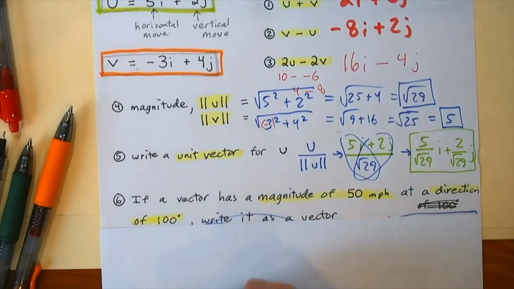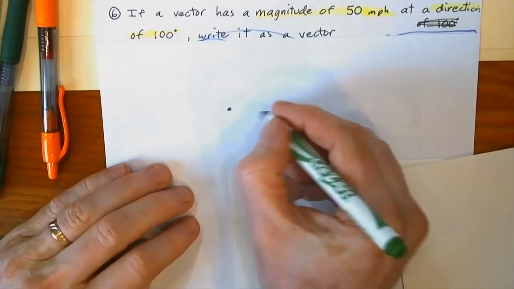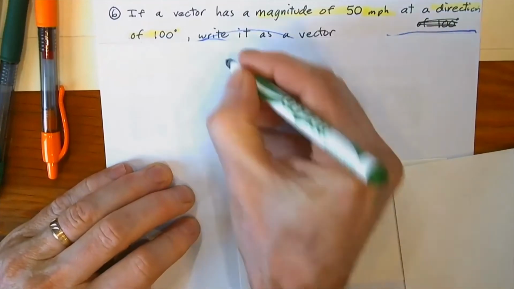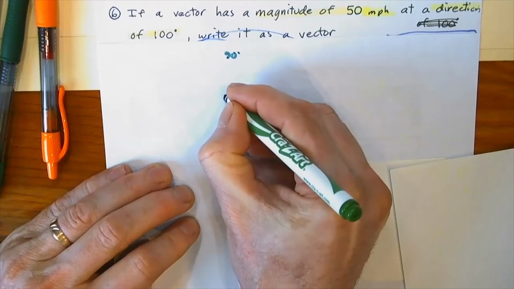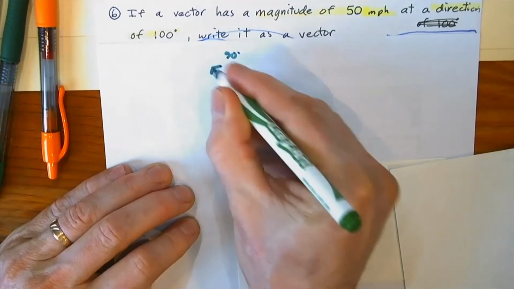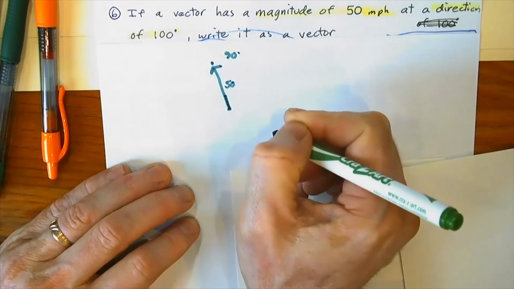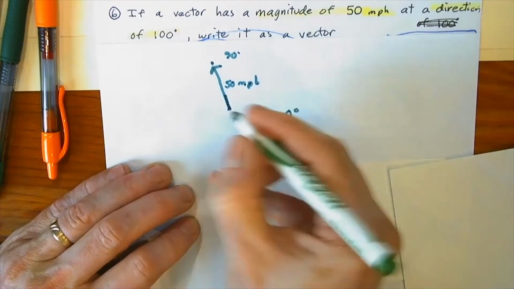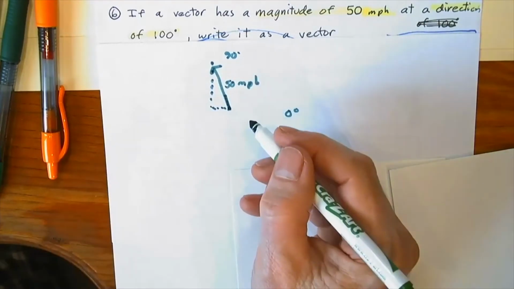You could say, okay, let's see, I start here. 100 degrees, let's see. Think of my unit circle, zero is over here, here's 90. Okay, 100 degrees is this way. And then I'll say about there, and we'll go 50 miles. Maybe I go in 1 hour, 50 miles per hour. But what vector is this? How much did you go over and how much up? And you're like, well, I'm not sure.